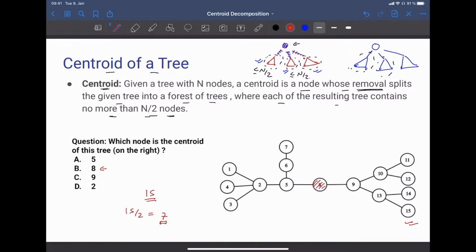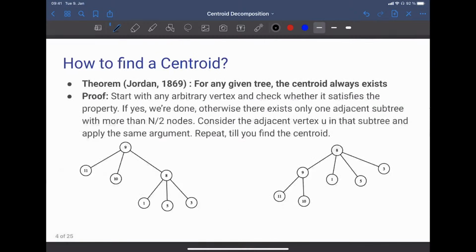Why? Because if you root this tree at node 8, the first subtree would be this, and the second subtree would be this. Both of these subtrees would have less than or equal to 7 nodes. 1, 2, 3, 4, 5, 6, 7. And here also you have 3 plus 1, 4 plus 3, 7. So both of these subtrees would have 7 nodes. And if you look at any other node, there would be a subtree which has more than 7 nodes. Okay. So node 8 is the centroid of the given tree.